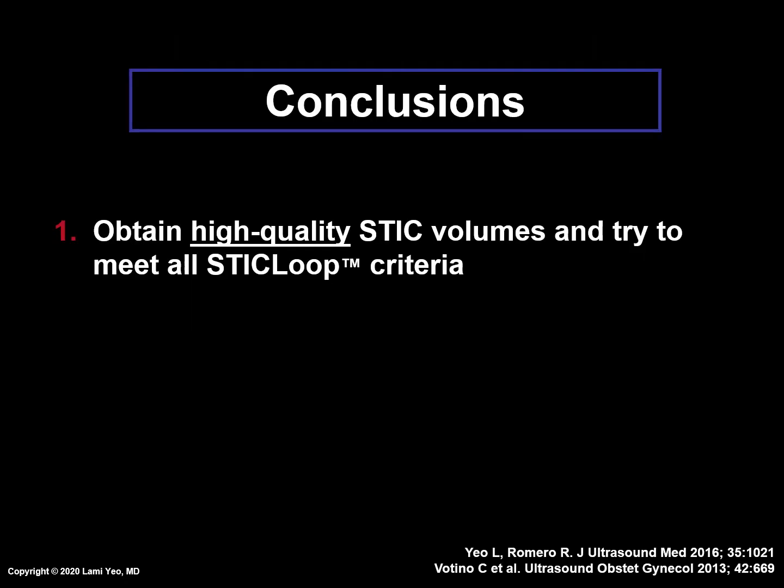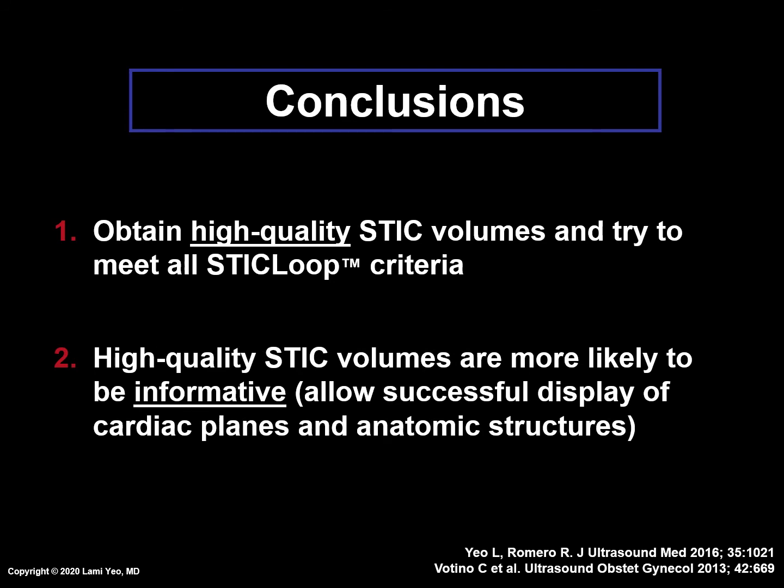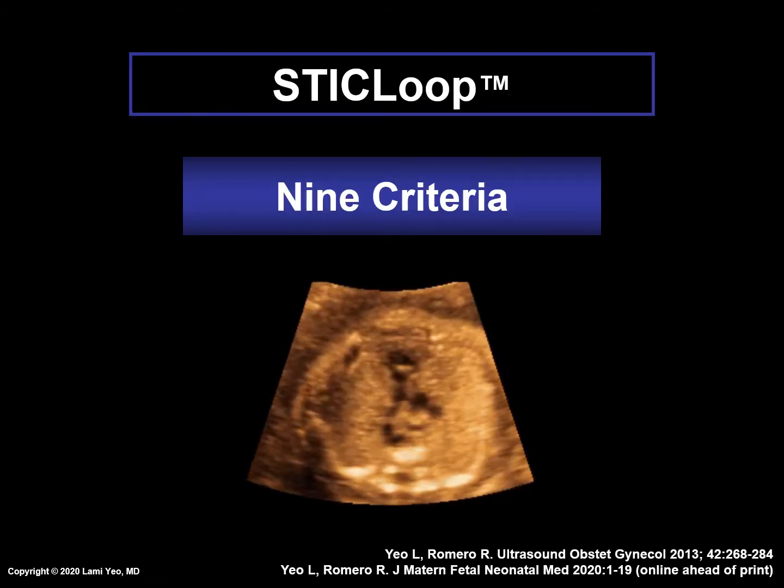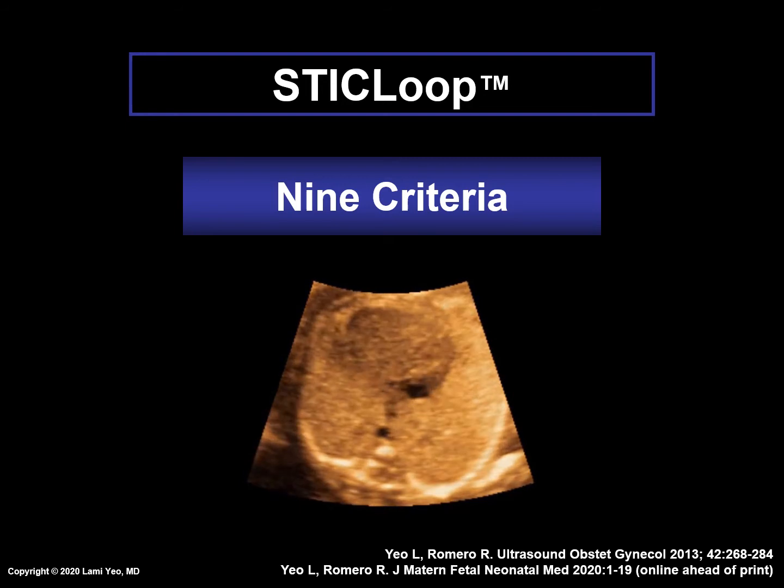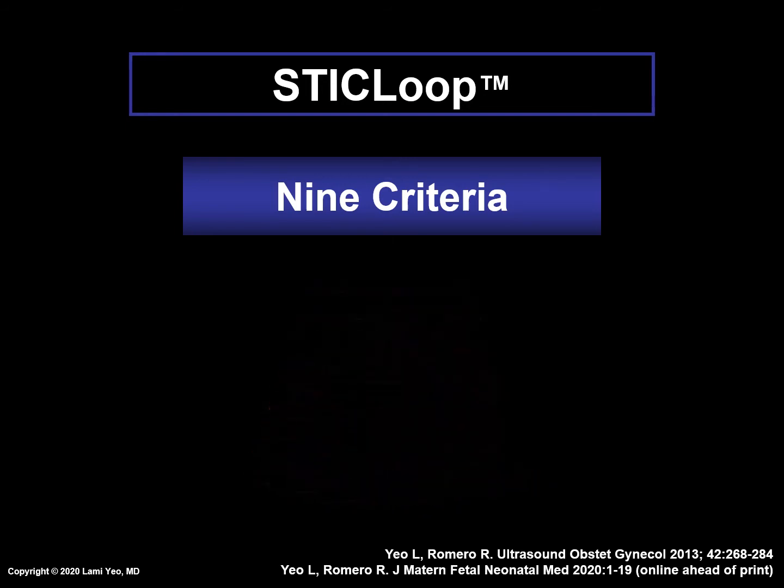Putting all of this together, when the goal is to perform the FINE method, it is very important to obtain high-quality STIC volumes and try to meet all STICLoop criteria. Moreover, high-quality volumes are more likely to be informative when analyzed, in other words, allowing the successful display of cardiac planes and anatomic structures. Now, we will review each of the 9 STICLoop criteria in detail.